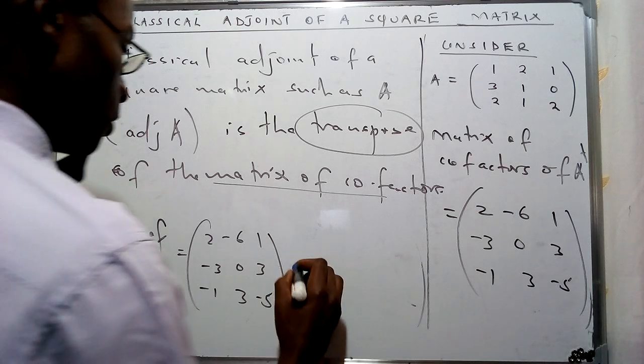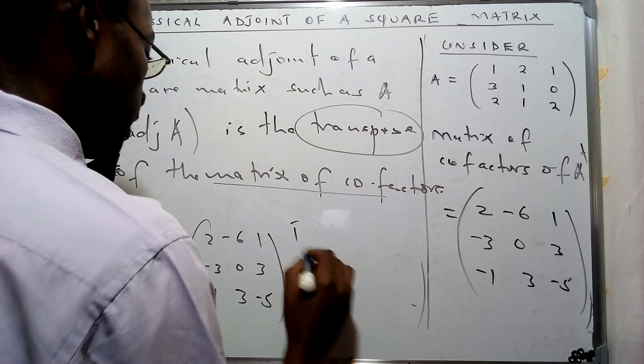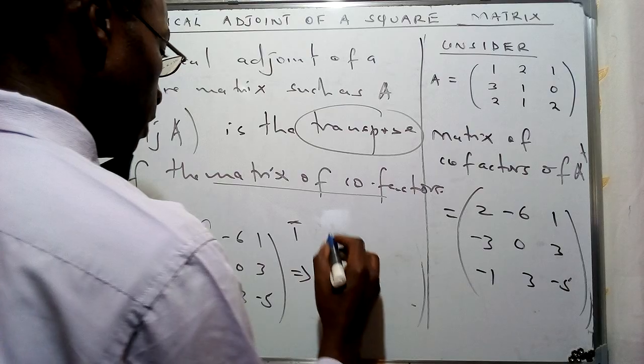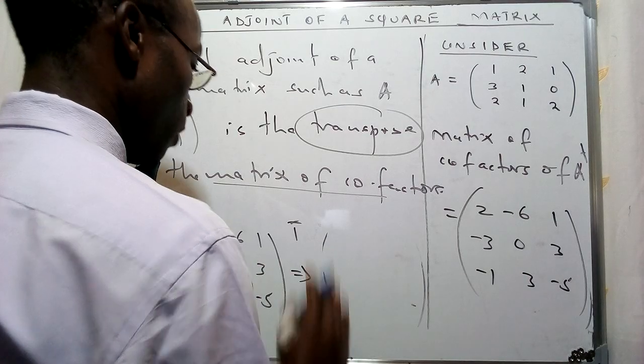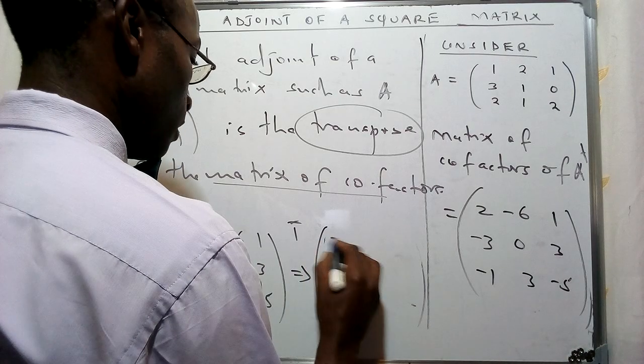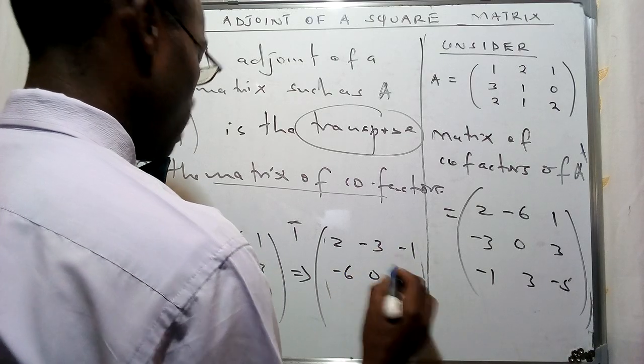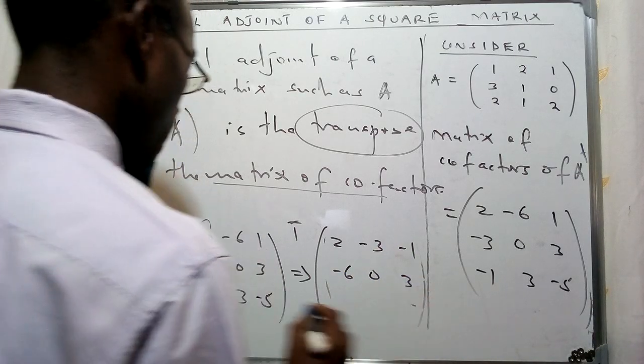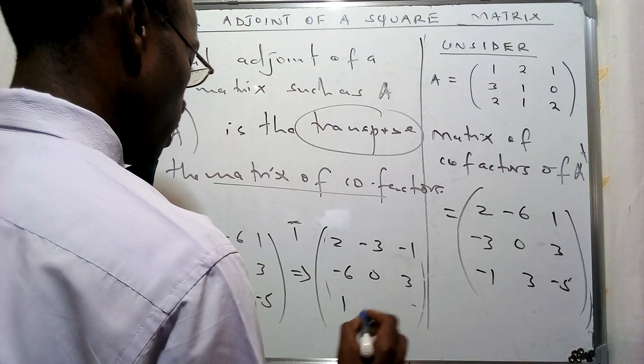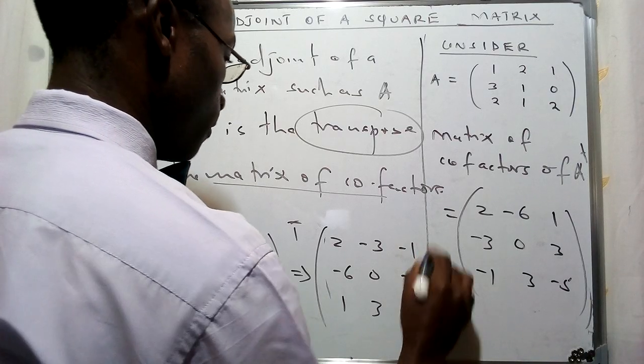We're going to have a transpose of this specific matrix, where the columns are going to be forming rows, and we're going to have it as 2, -3, -1, -6, 0, of course 3, and then we're going to have 1, 3, -5, given as such.